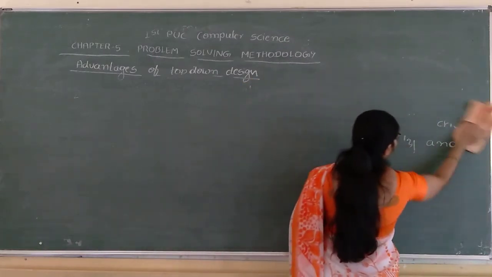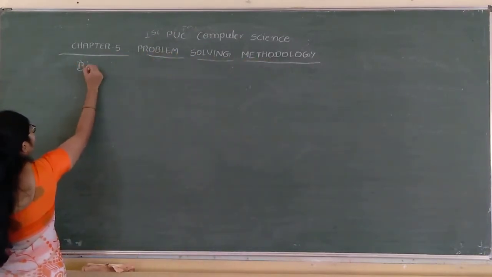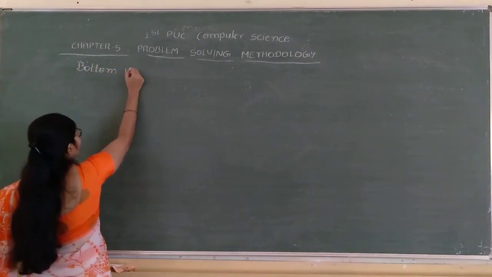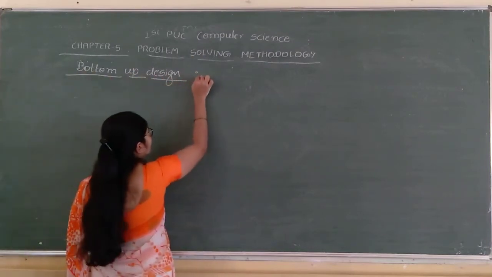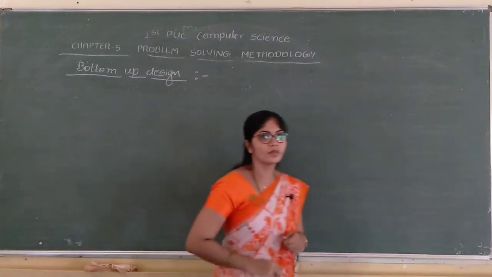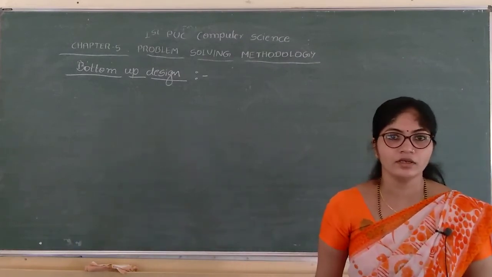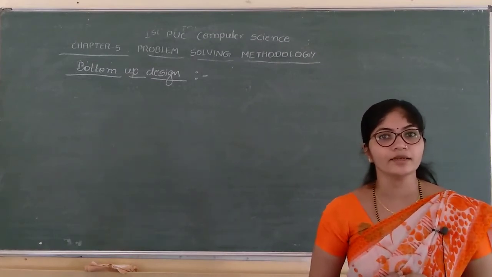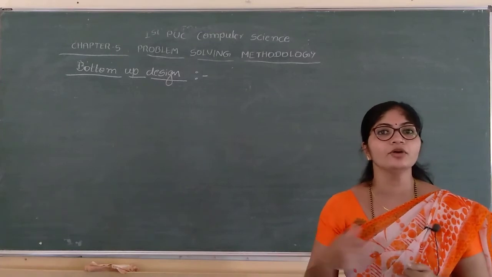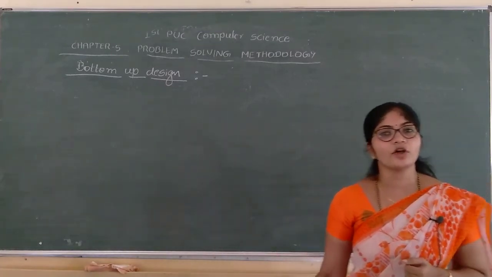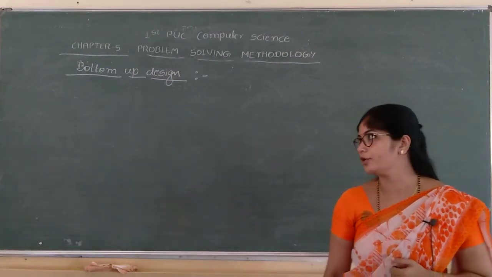Next, we shall move on to the bottom-up design. Bottom-up design, it is the reverse of top-down design. This process starts with combining the lower level modules to form higher level modules. In top-down design, we will divide the main problem into sub-problems. Here we are combining the sub-problems into main problem. So bottom-up design, it is the reverse of top-down approach. Here process starts with combining the lower level modules to form higher level module.